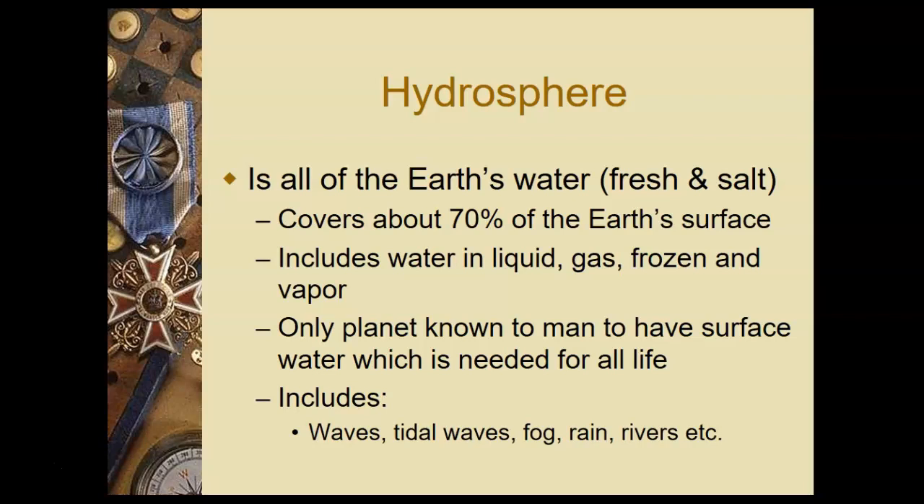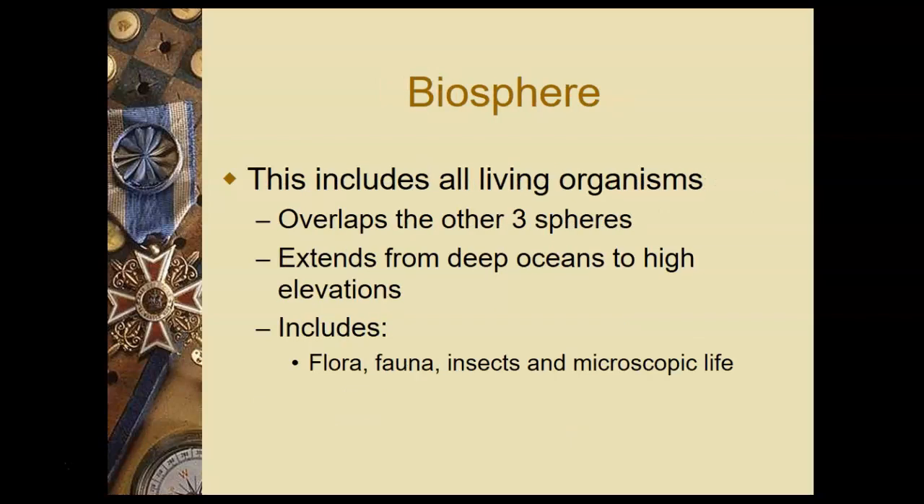Next sphere is called the hydrosphere, and this should stick in your head because like a hydro flask, hydro means water. So we are mostly water. 70% of the Earth is water. So it includes even the water that's frozen in Antarctica or the Arctic Circle. It's all of the waves, the tidal waves, the fog, the rain, the rivers, the snow. It's the wet stuff.